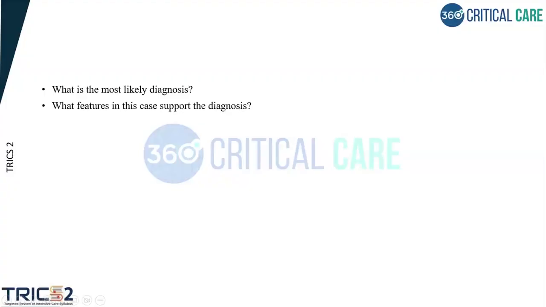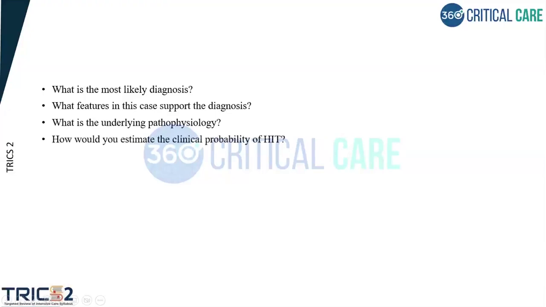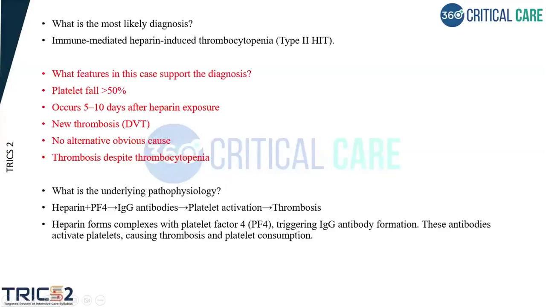So you should know what are the features that support the diagnosis. You should know the underlying pathophysiology behind that. And you should know your HIT score, the 4T score. Okay, and what investigations you would request. So the two most important investigations are your immunological assays for your PF4 antibodies and your serological assays, and how do you manage this patient. So these are the common questions that are asked in your HIT scenario. Okay.